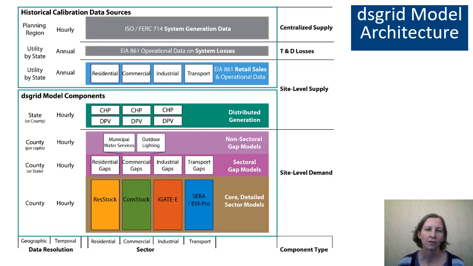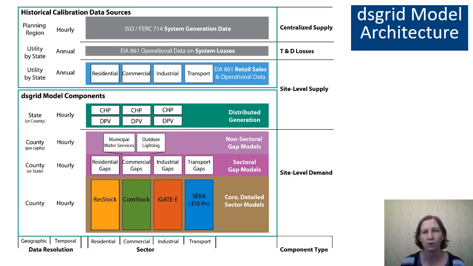The way we put together this bottom-up picture of load is by combining a lot of different models and data sets, which are generally depicted here. The primary sectoral models are shown here at the bottom of the grid. They're called Restock, Comstock, iGate-E, and Sarah EVI Pro. Those detailed models produced hourly data broken out by subsector and end use for each county in the contiguous United States. There's about 3,000 counties.